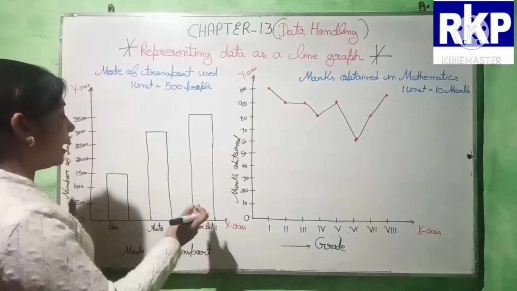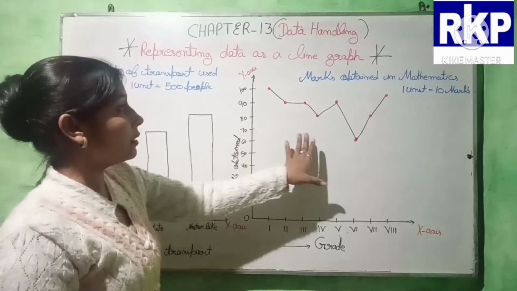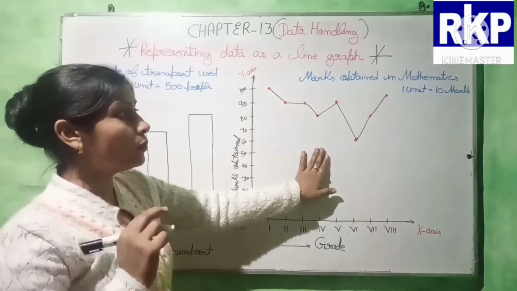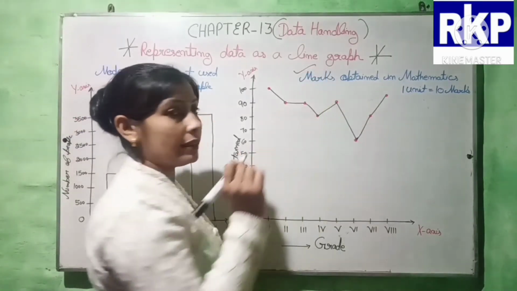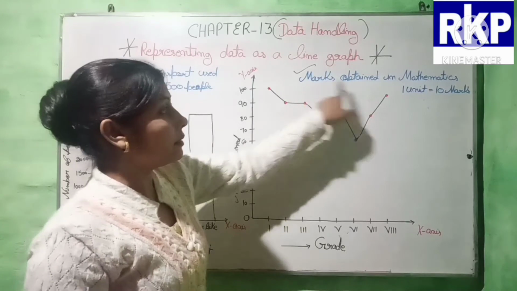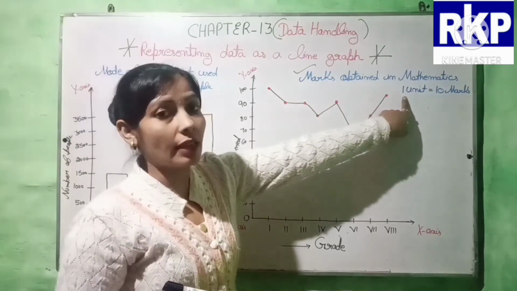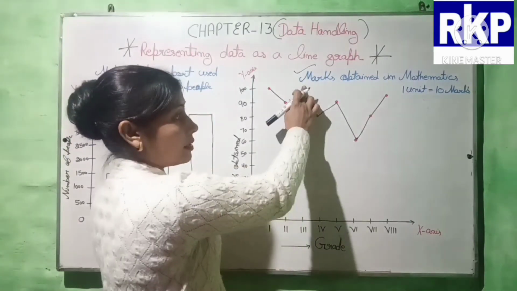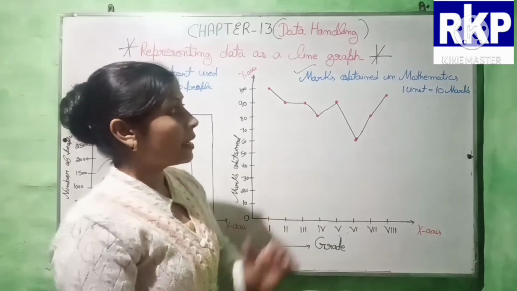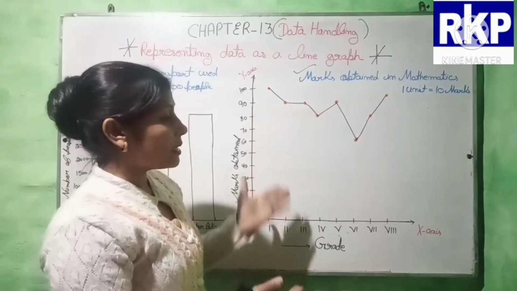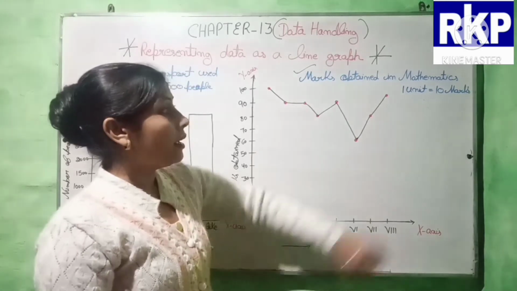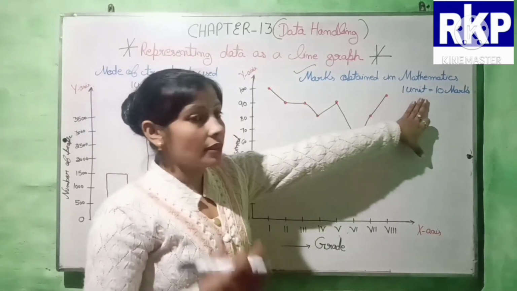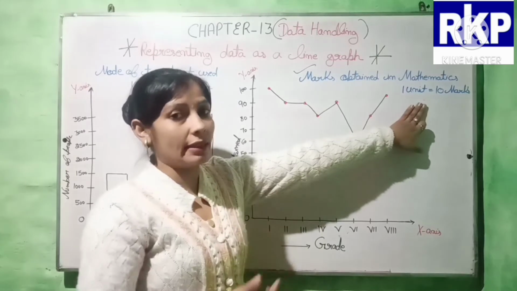And like a bar graph, in a line graph also, beta, we have four most important things. First is title, and second is scale. First is title. In the title we have to write what the information is about. And second is scale along the y-axis.